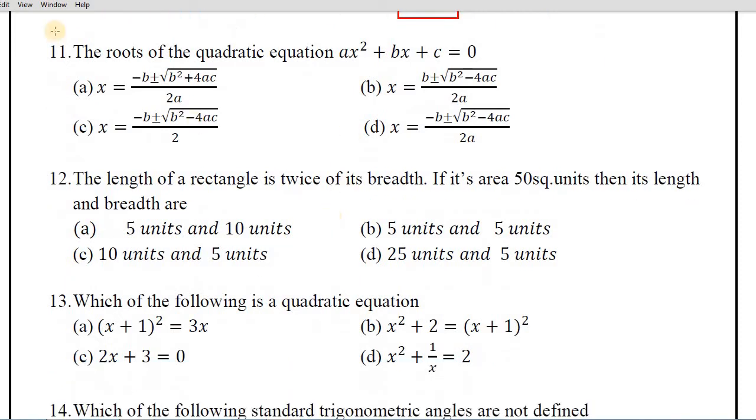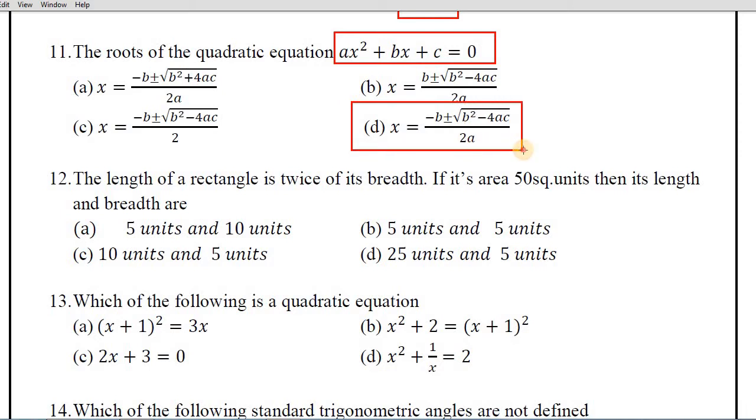Let's take another question. It repeated in a number of model question papers, children. The roots of the quadratic equation ax² + bx + c = 0, means the quadratic equation formula you wanted to write, children. Can you guess what it is? That is option D. x = (−b ± √(b² − 4ac)) / 2a. So this is the right answer for question number 11.